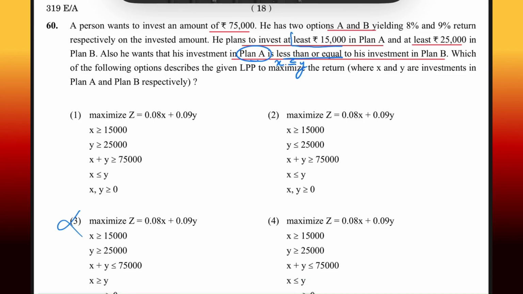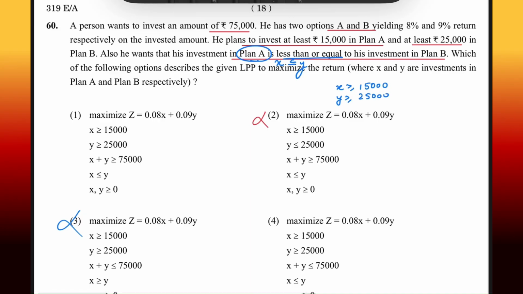He wants to invest at least 15,000. So X must be at least 15,000. So X is greater than or equal to 15,000 and Y should be greater than or equal to 25,000. So these two constraints must be there. It says Y is less than or equal to, so option 2 is incorrect. Now we are left with options 1 and 4.